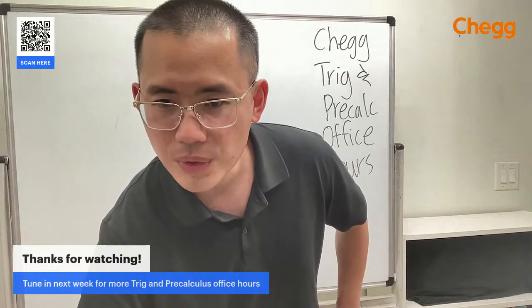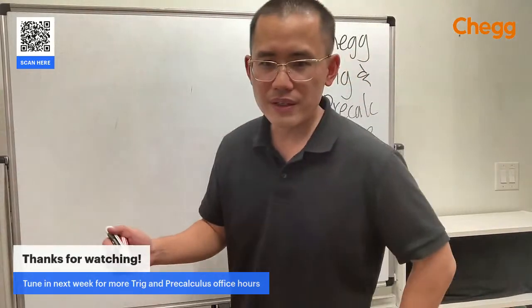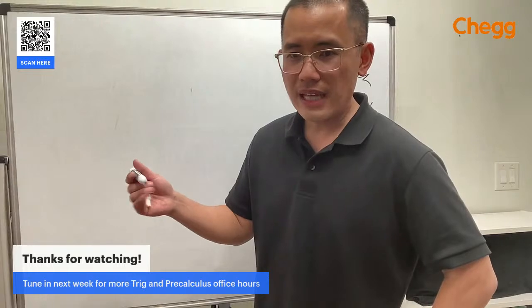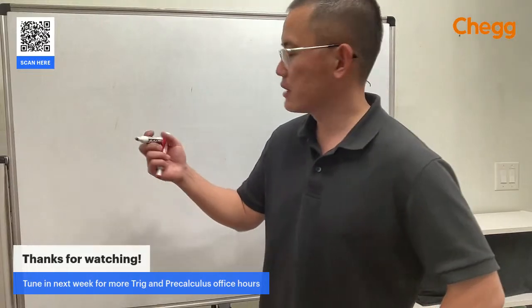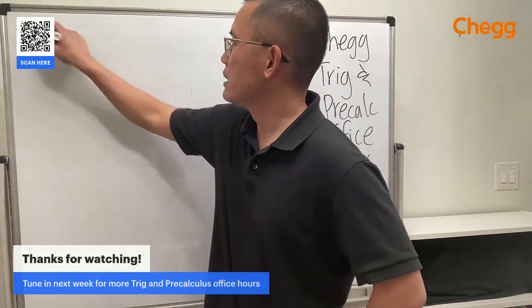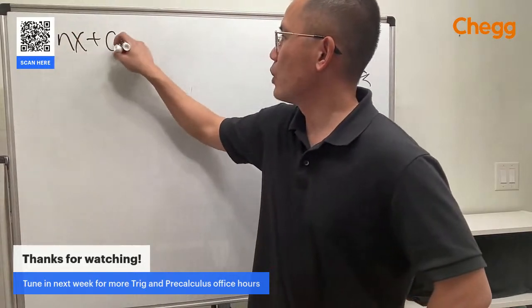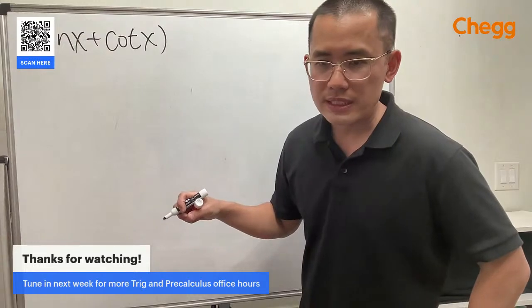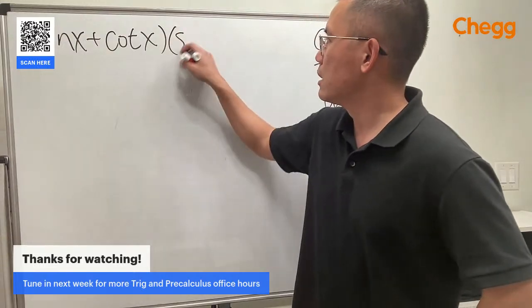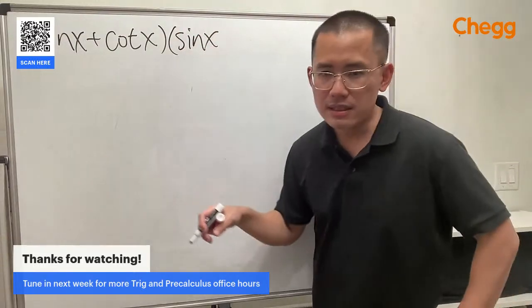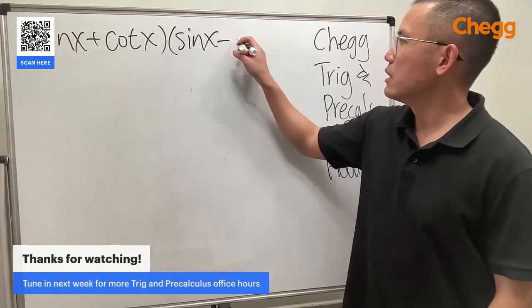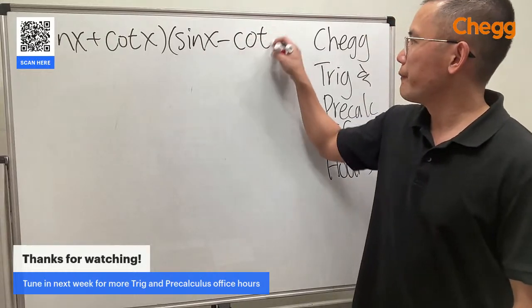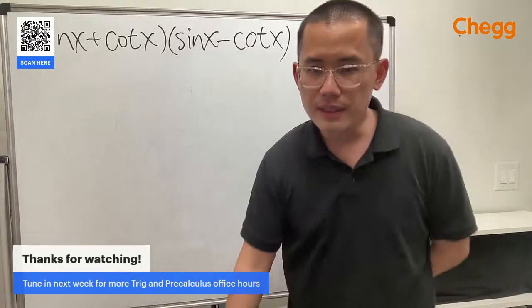Okay, I have a question right here. We have sine x plus cotangent x, and then we are going to multiply that with sine x minus cotangent x. Let me just make sure.